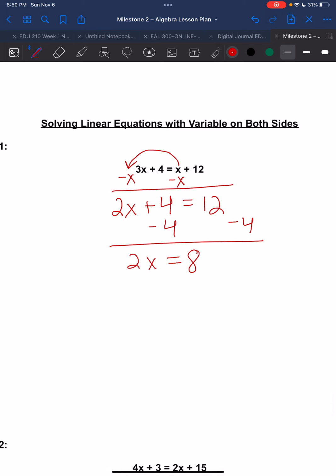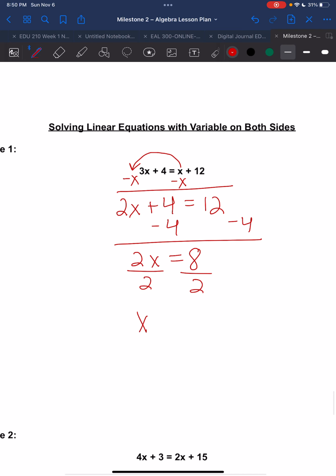Now, once again, I here have to isolate my x. This right now is multiplying. I have to do the opposite, which I am now going to divide by 2. Whatever I do to one side, I do to the other. Now I know x is equal to 4 because 8 divided by 2 is equal to 4.